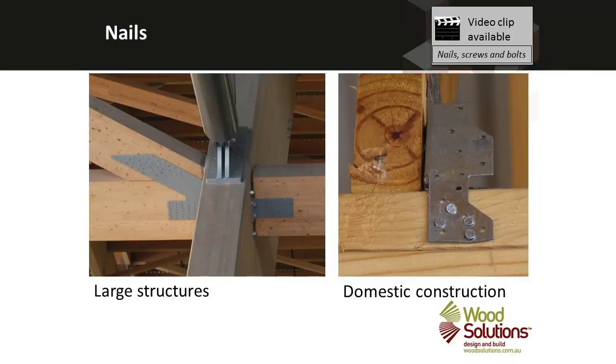Nails can be used in quite large structures. In order to carry large forces, we need plenty of nails, tens of nails, and in some cases, hundreds of nails. In the left-hand photo is some connections between quite large members using plates that have got about 40 nails on each side of that element. On the right-hand side of this slide, you can see a photograph of a domestic connection where just 4 nails will carry the loads required.